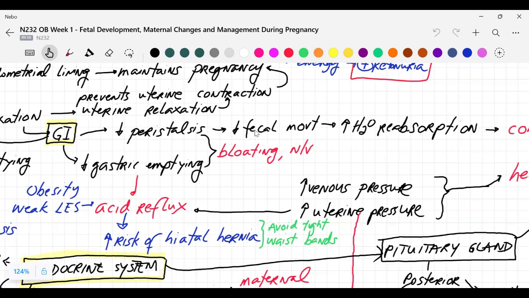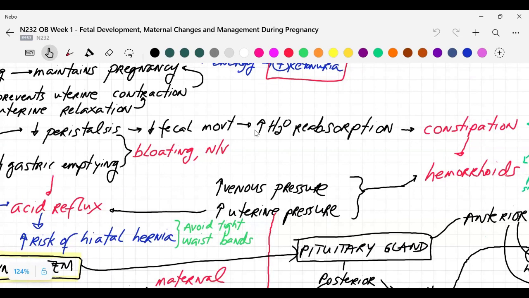And so what happens in the large intestine is it stays there longer because the large intestine is not moving as fast. The longer it stays in there, the more the large intestine is going to absorb water from the stool. And so what happens? Mom gets constipated. So in pregnancy, we want them to drink at least 3 to 4 liters of water a day. Okay, 3 to 4 liters of water a day.